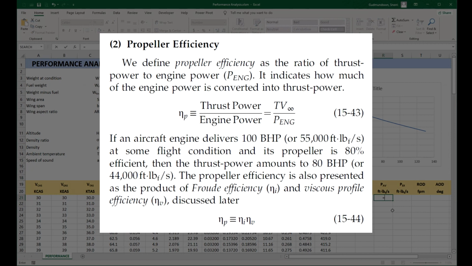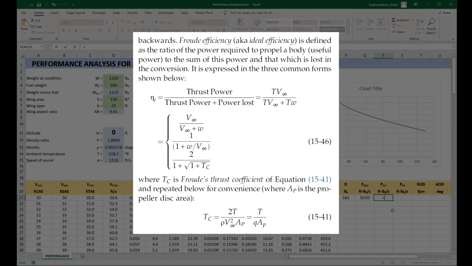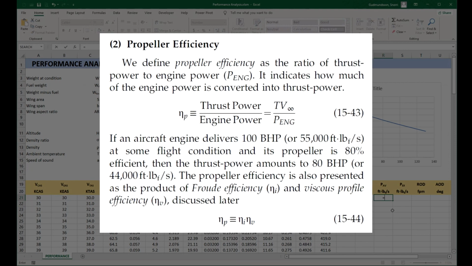This acceleration absorbs a fraction of the available mechanical energy delivered by the engine. Some of it is lost due to the flow acceleration. We measure it through Froude efficiency. The rest is lost to friction that must be overcome by the rotating propeller. We measure this through viscous profile efficiency. The propeller efficiency is the product of the two.